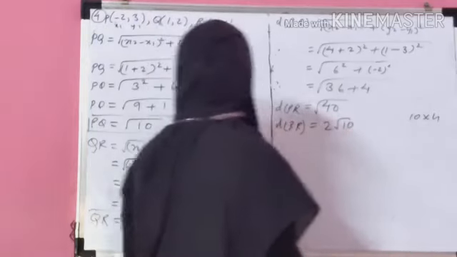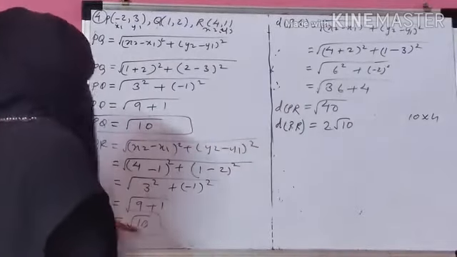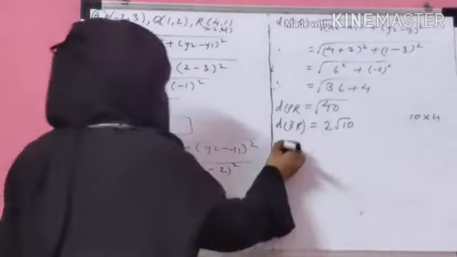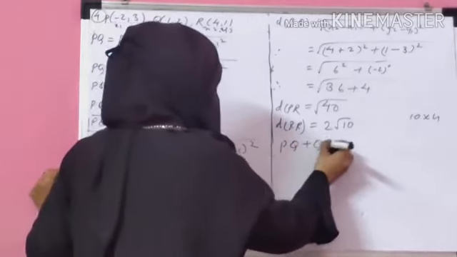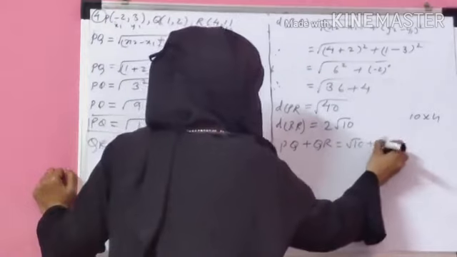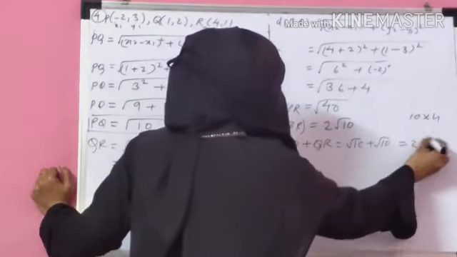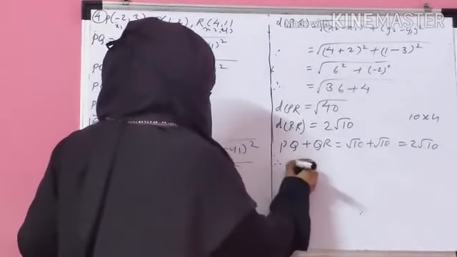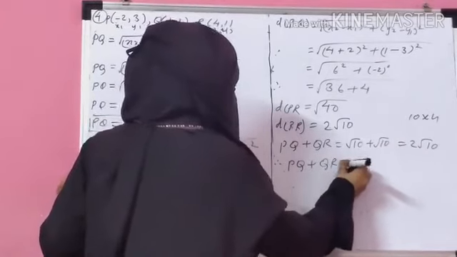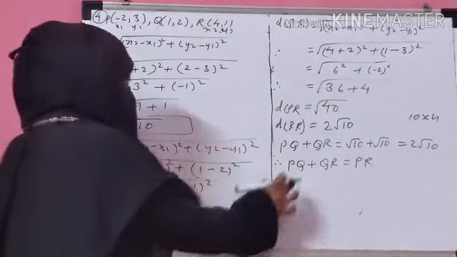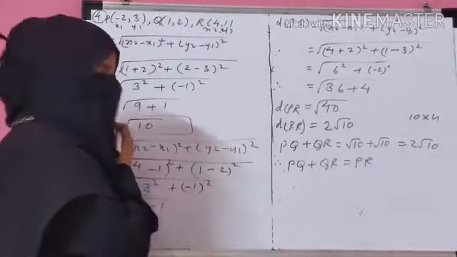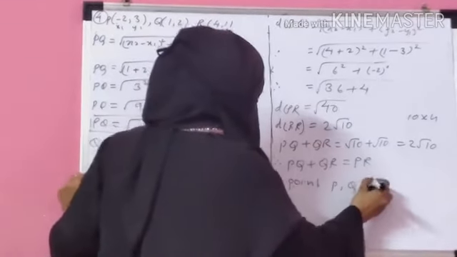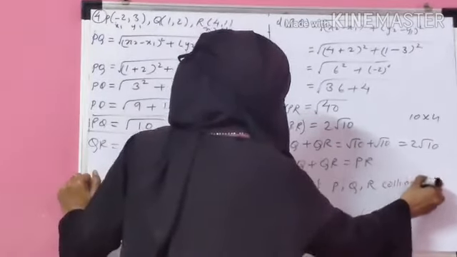So observe here, distance PQ root 10, distance QR root 10 and distance PR 2 root 10. So the smaller distances are PQ and QR. Now add them. PQ plus QR, root 10 plus root 10. So that means 1 root 10 plus 1 root 10 is 2 root 10. So observe here, distance PR is also 2 root 10. So therefore PQ plus QR is equal to PR. Therefore points P, Q, R are collinear. So these points are collinear.